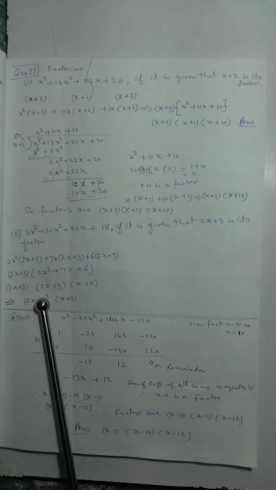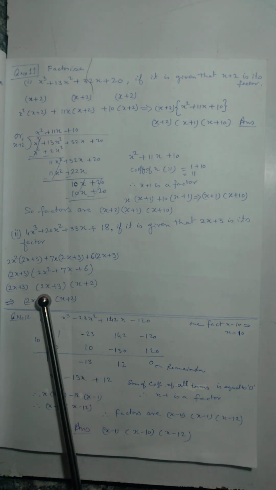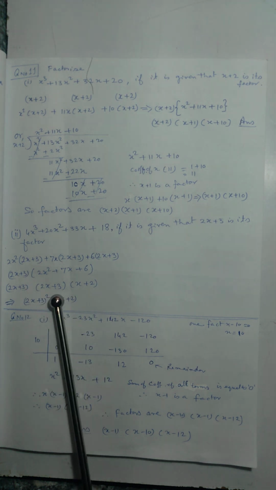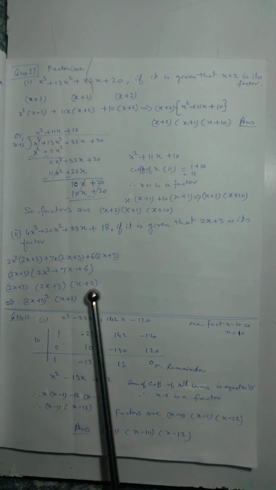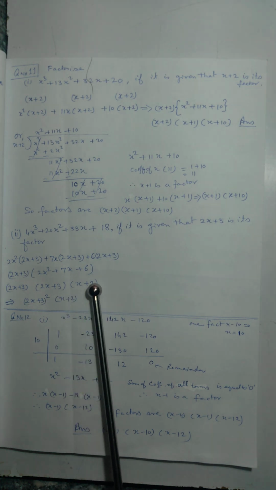In order to check, 2x square, you will get 2x square. Now to get 7x, what do you do? That 2x will be multiplied by 2, then you will get 4x, and 3 will be multiplied by x, you will get 3x. So 4x plus 3x, you will get 7x.